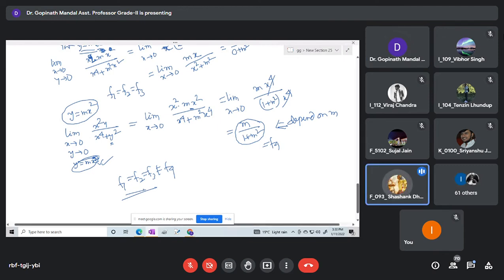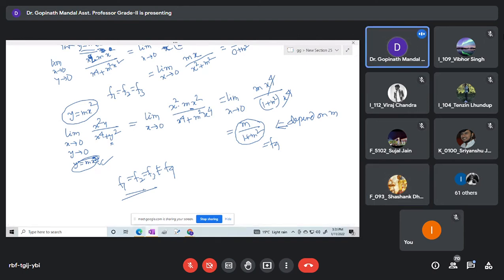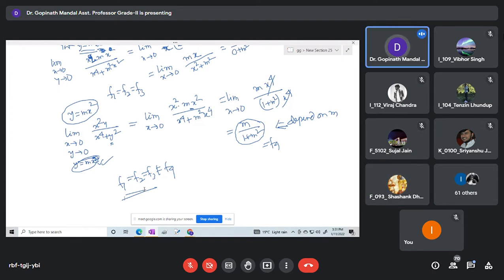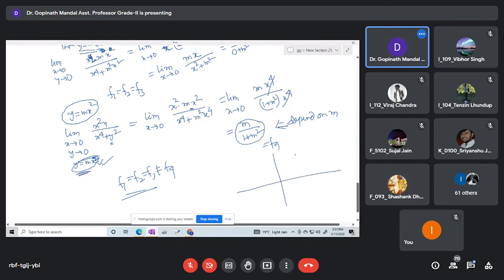Sir, if here we are putting y equal to mx squared or mx, then why are we writing y tends to 0? Y tends to 0 by the line y equal to mx squared. Okay, sir. This is the line y equal to x squared, so by this line y tends to 0, right?